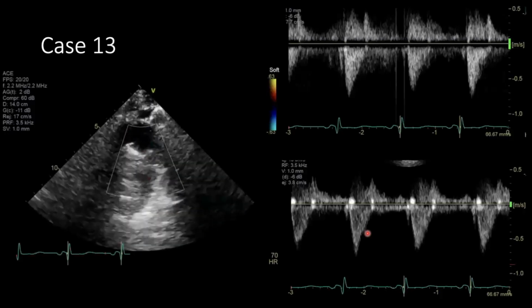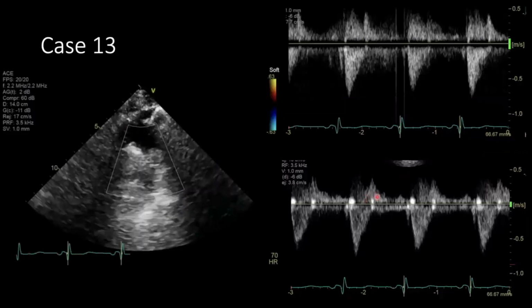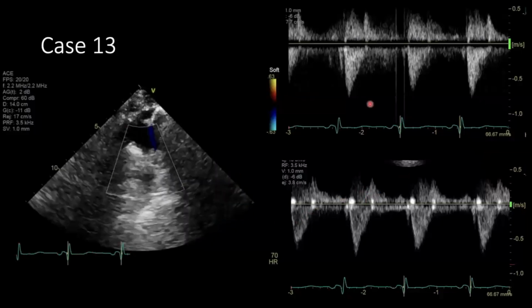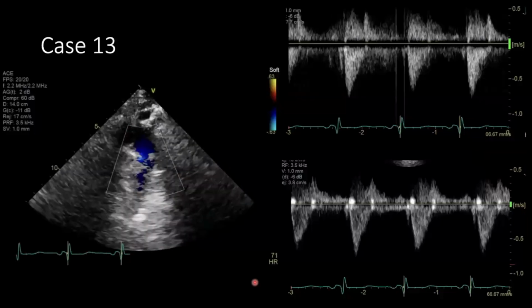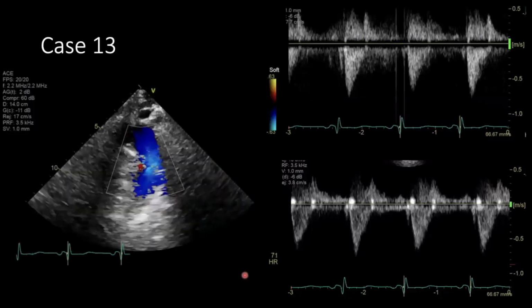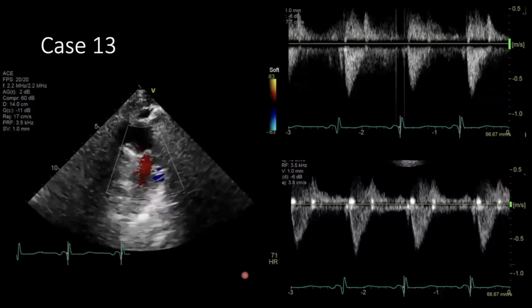So this is a little bit more of a challenging case, with a couple of parts to this one. I know we're almost out of time here. This is a suprasternal view, and on the right side you have the CW and the PW. The question doesn't end here. I'm just presenting this. Give everyone a second to look at the velocities, the contours, and the Doppler.